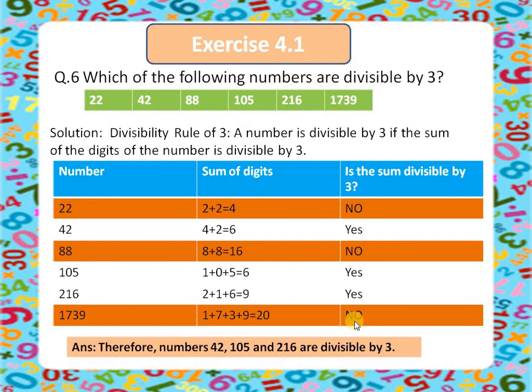So the answer we have got. Therefore, only these numbers are divisible. Who are they? 42 and 105. Also, this number 216 is divisible by 3. So what is the divisibility rule of 3? The sum of all digits has to be divisible by 3.